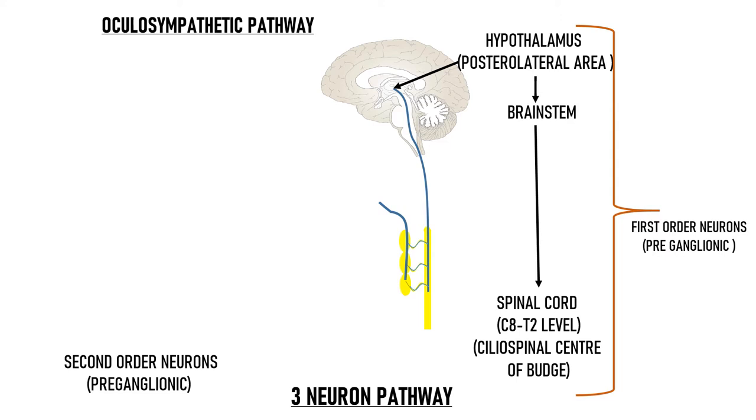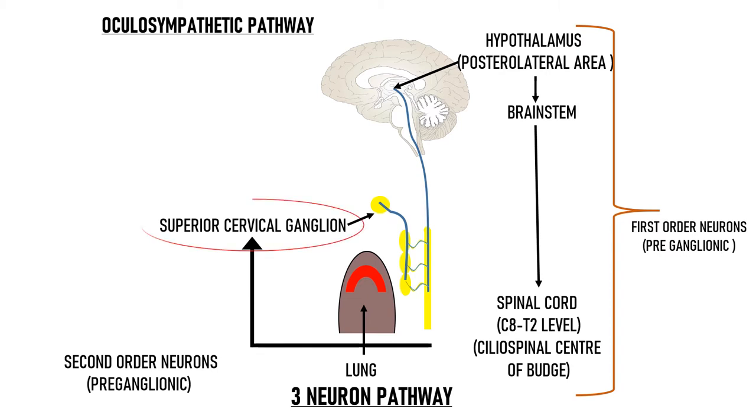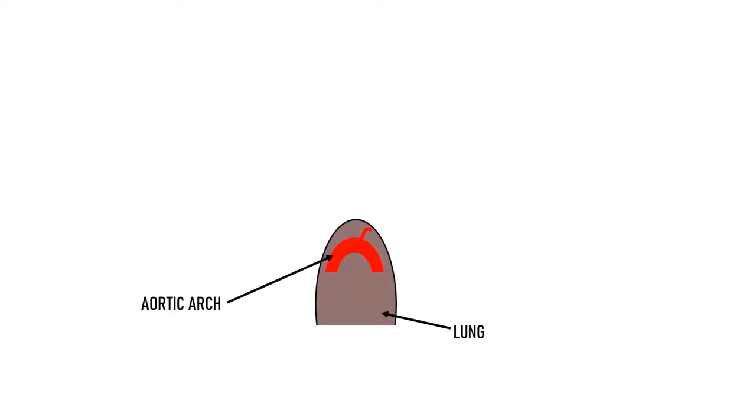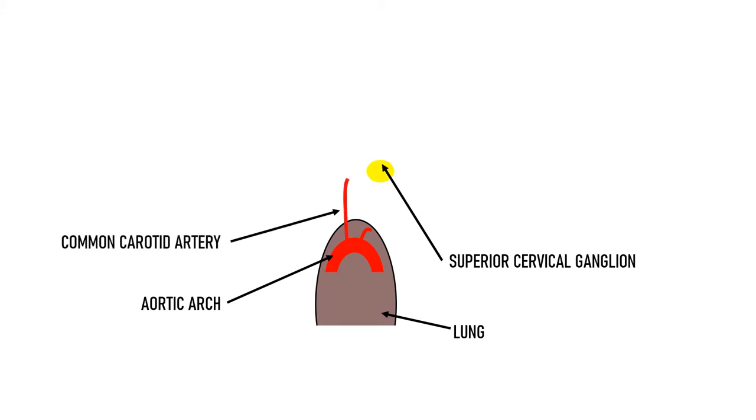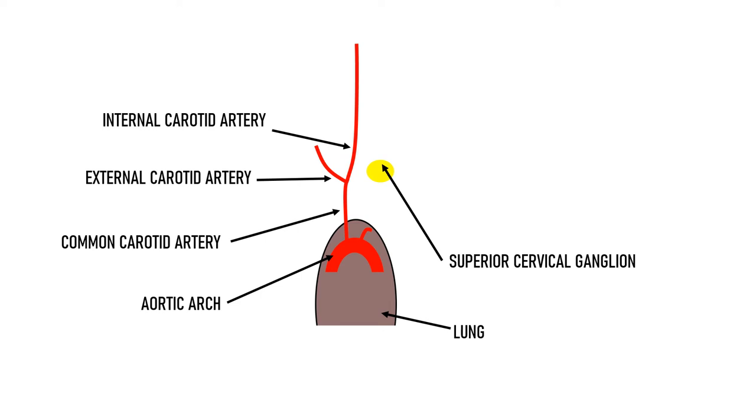The second-order neurons exit the spinal cord and then they enter the cervical sympathetic chain. Here, the sympathetic fibers are very closely related to the apex of the lungs. This is important to know because lesions of the apex of the pleura or the lungs can cause damage to the sympathetic pathway. Within the cervical sympathetic chain, the fibers ascend to reach the superior cervical ganglion where they synapse. Superior cervical ganglion lies at the base of the skull, near about the same level where the common carotid artery also bifurcates into the external carotid artery and the internal carotid artery.